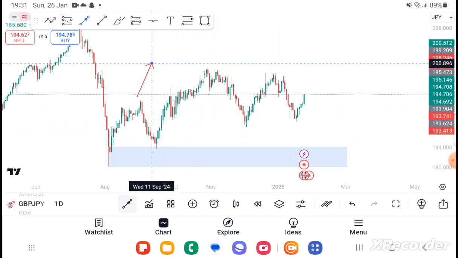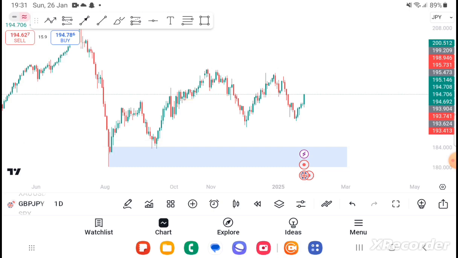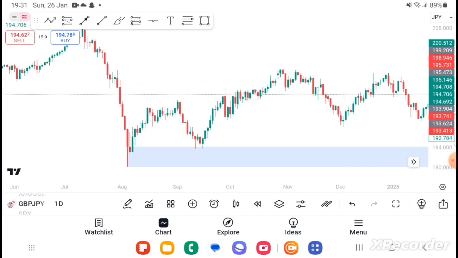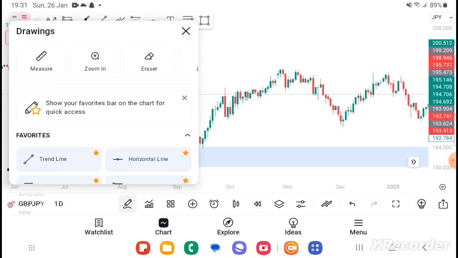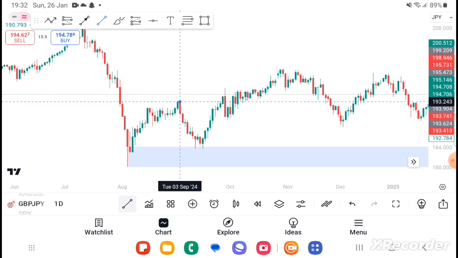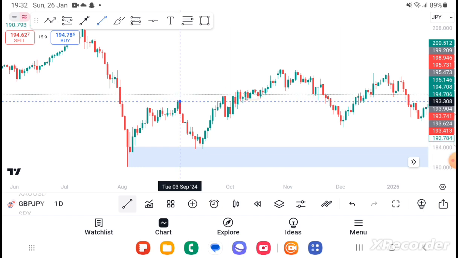So you could see break of structures. Where is my tool? You could see a break of structure from here. Price broke structure here.